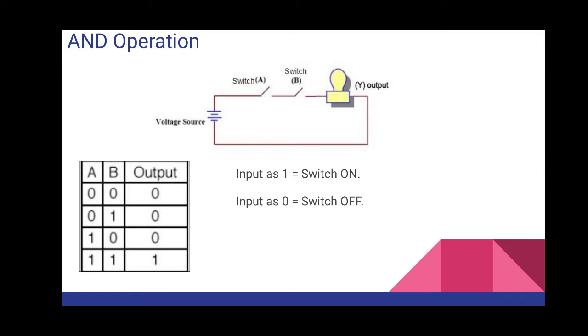So will my bulb glow? If my bulb glows, my output will be 1. Agree? So tell me, if switch A and switch B are off, what is the input I am giving? 0, 0. So 0 into 0, what answer will I get? 0. The output I will get is 0. So my bulb is not going to glow. Right? Simple. Now let's move to the next condition. Suppose my switch A I have kept off.